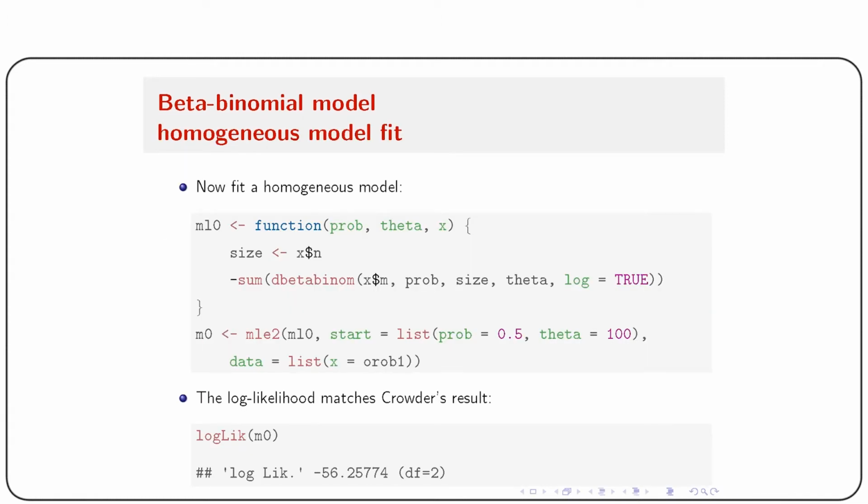The homogeneous model fit. Now fit a homogeneous model, say m1 naught equals function prob, theta, x, and define x equals x dollar n, and then minus sum dbetabinom x dollar m, prob, size, theta, log equals true. And then m naught mle2 m1 naught, start equals this, prob equals 0.5, theta equals 100, and data equals this, x equals rbind of u1. The log likelihood matches with Crowder's results like this.